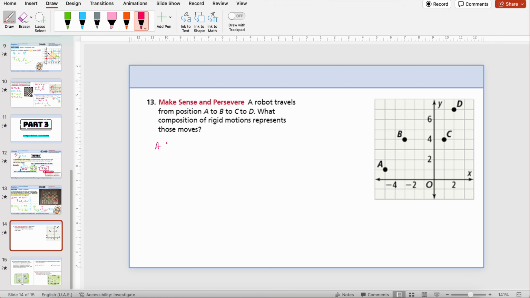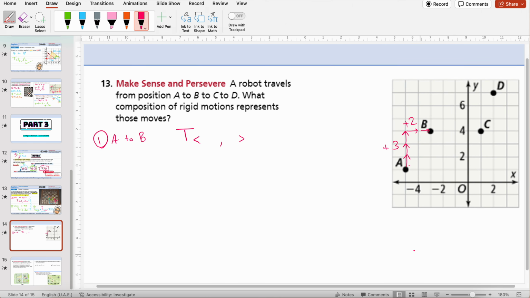From A to B. So I moved 1, 2, 3 up, 2 to the right. This is the first one. Okay? So the translation is 3 up, so 3 on the y, 2 to the right on the x.